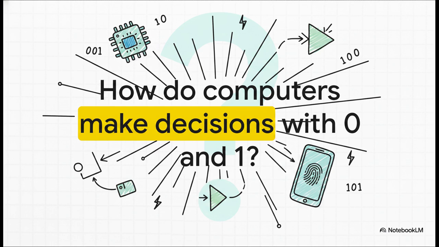Or think about your phone. How does it instantly recognize your fingerprint when, deep down, it's just processing raw binary inputs? How on earth does an incredibly complex AI accelerator do its math? Well, it turns out the secret to the whole shebang lies in one incredibly simple physical concept, the logic gate.